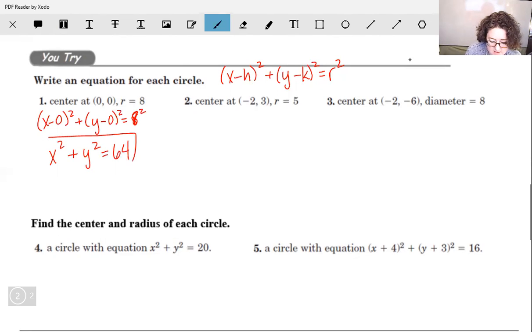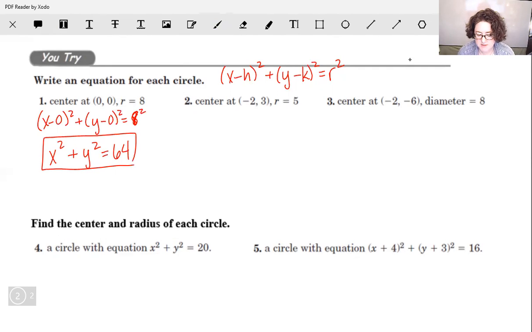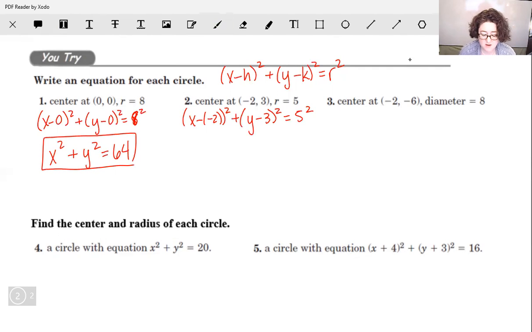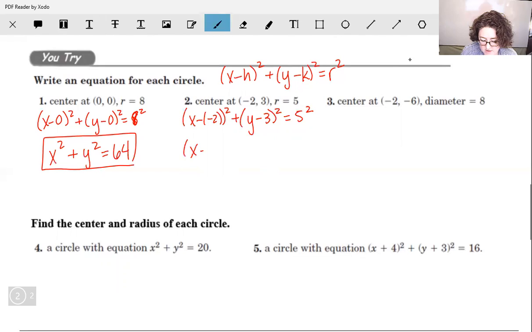My brain was jumping ahead to the next step. There we go. So center at -2, 3, radius at 5. Okay, so we plug in x minus -2 all squared plus y minus 3 squared equals 5 squared. Simplify out with that -2, and we really have (x + 2)² + (y - 3)² = 25.